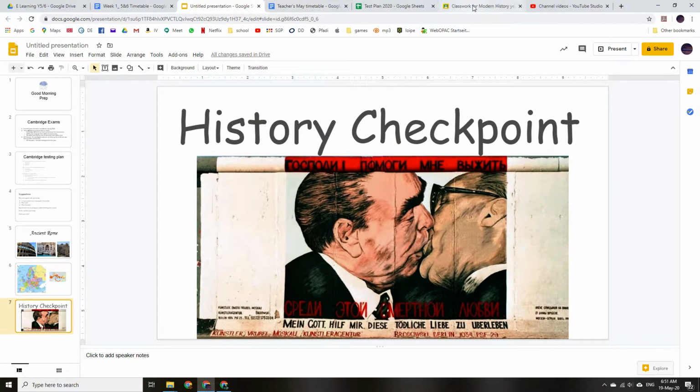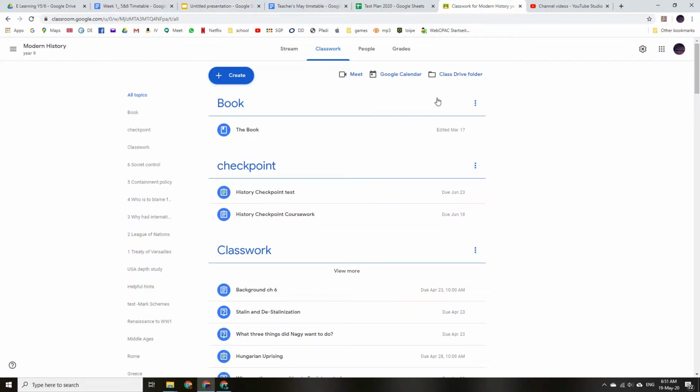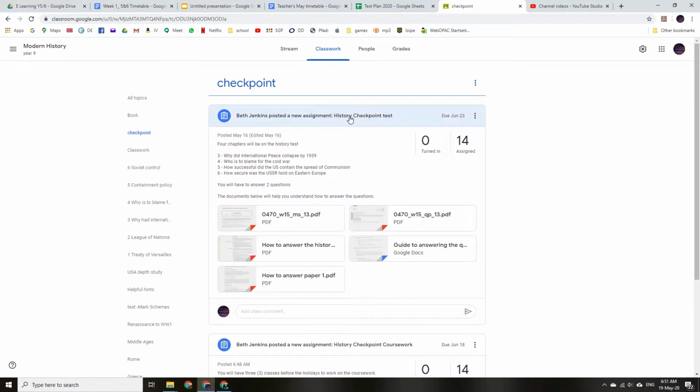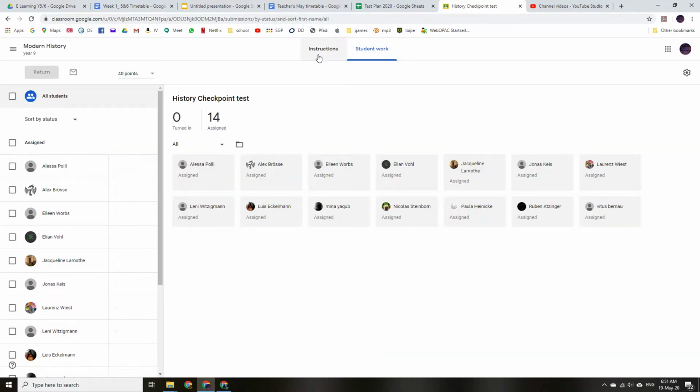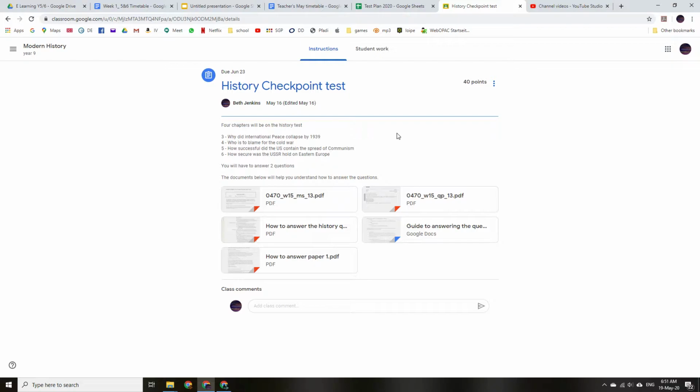Okay, I want you to go over to your classroom. If you go into classwork, you will see I have added a new section called checkpoints. It's the second section right underneath the book. Click on that. You'll see you have your history checkpoint test. It will tell you all about it. Let's open that up so you guys can take a look at it.